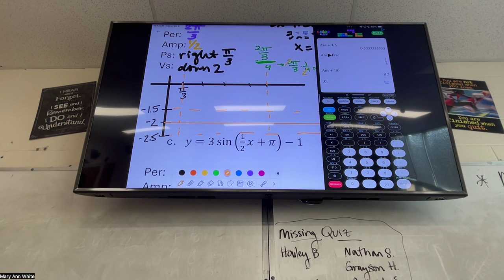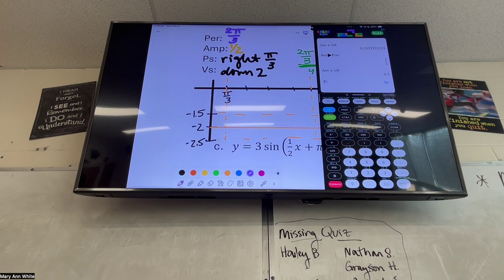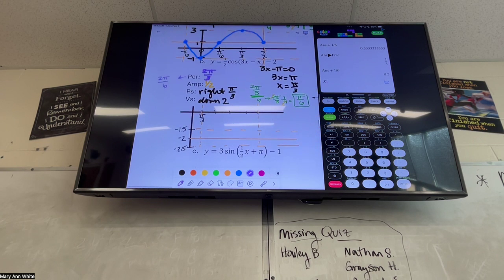Good, so your period is always going to be 2 pi over b. And b is the number in front of x, or theta, or whatever the variable is. And that can be inside the parentheses or outside. So whatever number would be multiplied by that becomes your b. Nikki, question? Yeah, I'm doing it.